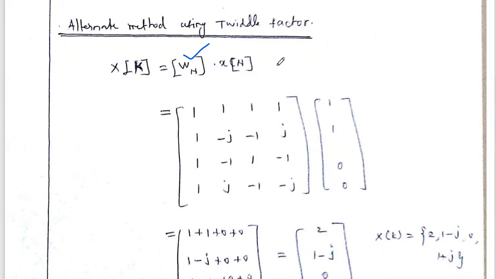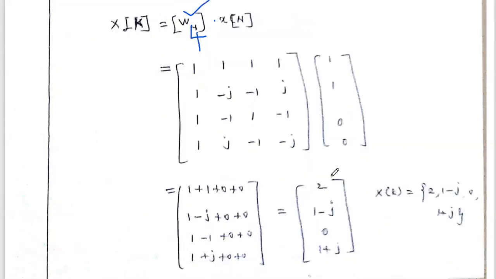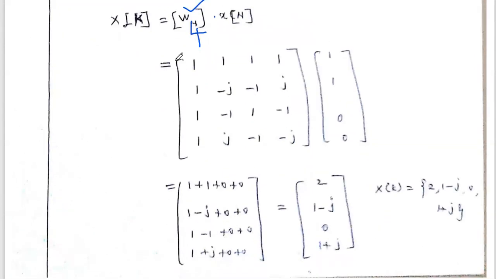Okay, since the input sequence consists of only 4 samples, we have to use the 4-point twiddle factor, that is W4. W4 means the 4-point twiddle factor, which is a twiddle factor matrix consisting of 4 rows and 4 columns. So you just remember this twiddle factor matrix.